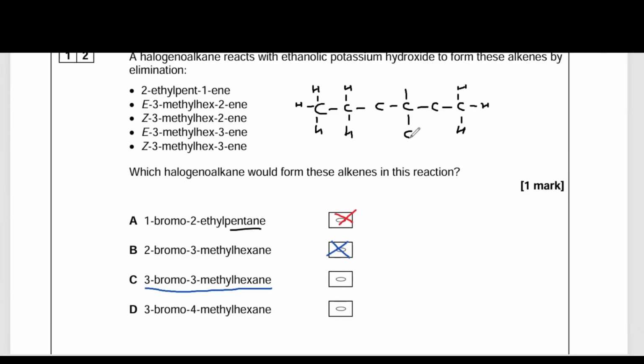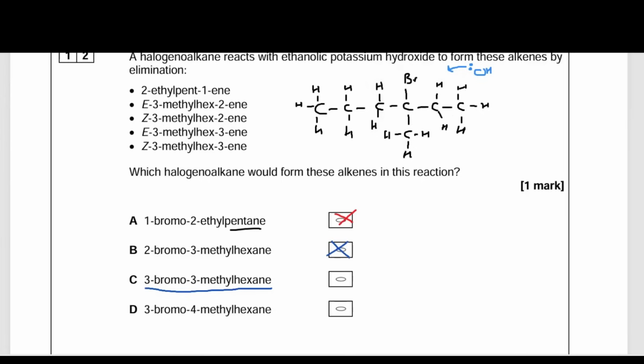And some of them can't make the 2-ethyl pent-1-ene, but to go through each of them is just painful, drawing out display formulas and trying to show how it all works. Anyway, what I'm doing here, this is 3-bromo, on the 3rd carbon, and 3-methyl on the 3rd carbon, hexane, right? I'm going to have a hydroxide attack, and you're going to get elimination, not substitution, when you have ethanolic hydroxide.